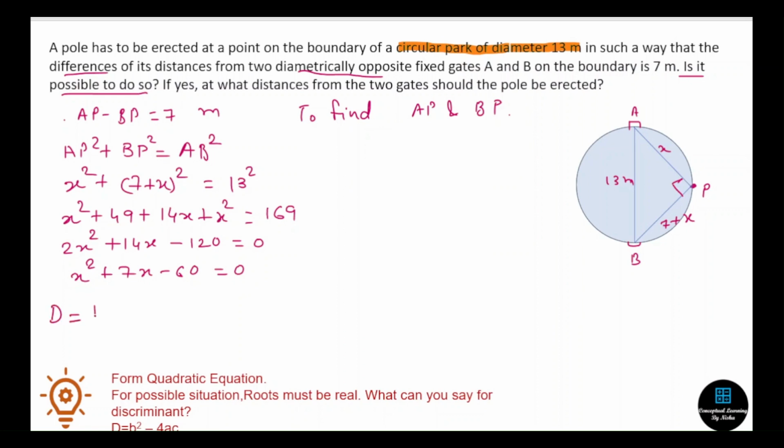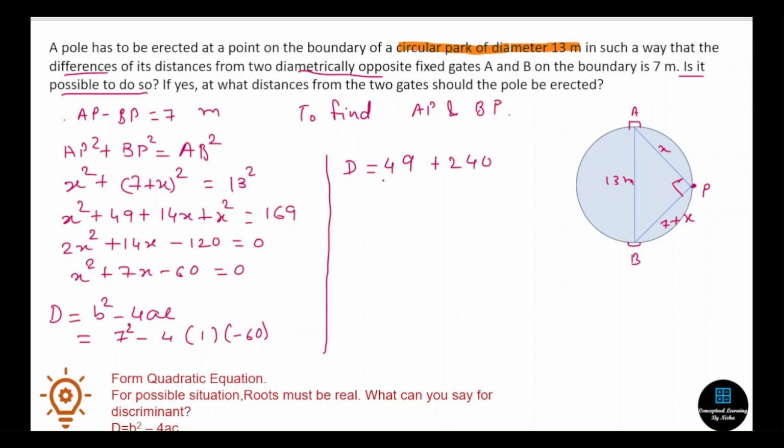The discriminant is b square minus 4ac. So what do we get? 7 square minus 4 into 1 into minus 60. Remember to include the minus sign, otherwise you will get an incorrect answer. So the discriminant is equal to 49 plus 240. On solving this, what do we get? 289.